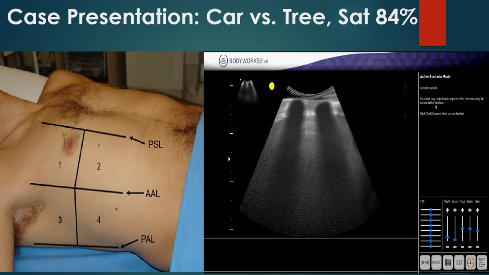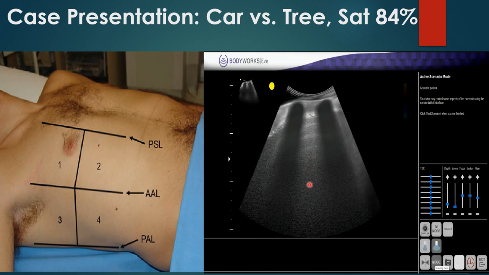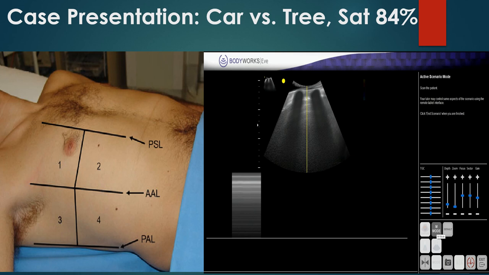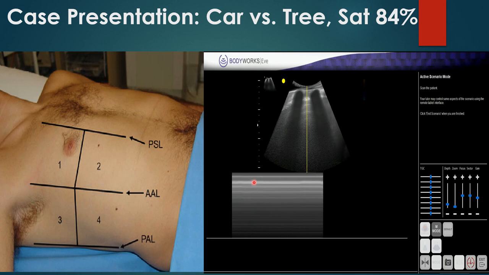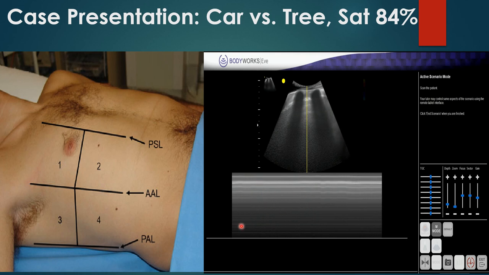Going to the left chest, you see that we've got no real sliding here. And despite moving the probe around, we've got no sliding. We're suspecting pneumo, so we put it in M mode. And what we've got is the seashore, and then we've got the barcode instead of the sandy beach. So we've got a pneumothorax.